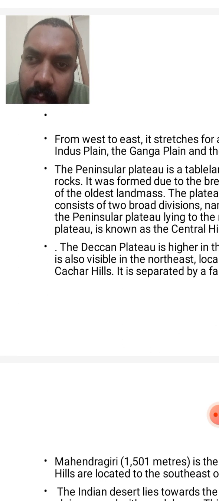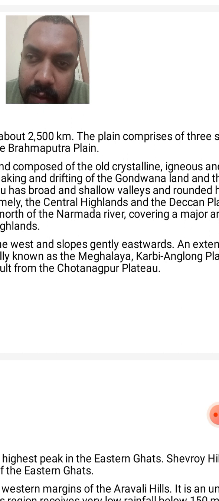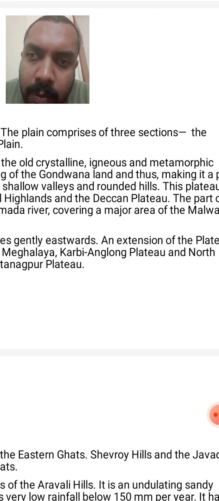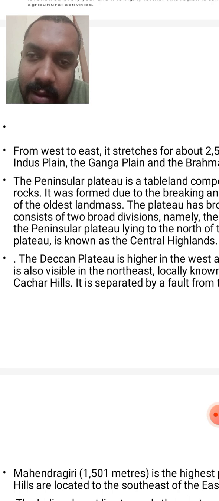From the west to the east, it stretches about 2,500 kilometers. The plain comprises three sections: the Indus plain, the Ganga plain, and the Brahmaputra plain.